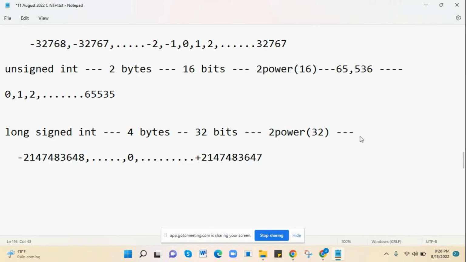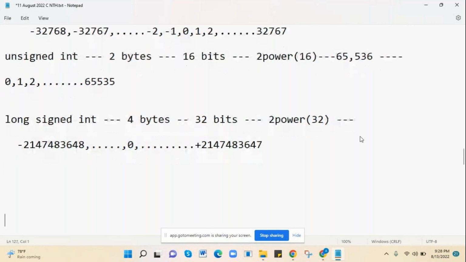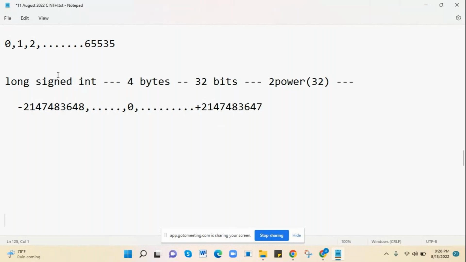Okay, this is the value of 2 power 32. For long signed int it is nothing but, tell me how much? 214 crores 74 lakhs 83,645. Okay, make it double, that is that much memory we can store if we declare any variable as a long signed int. Next one, long unsigned int.